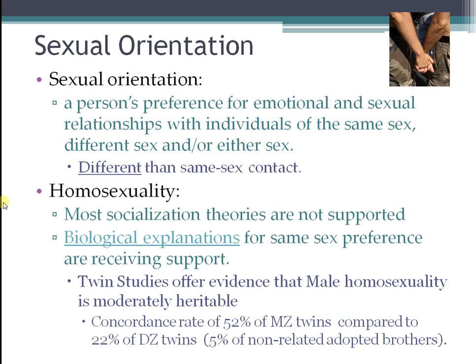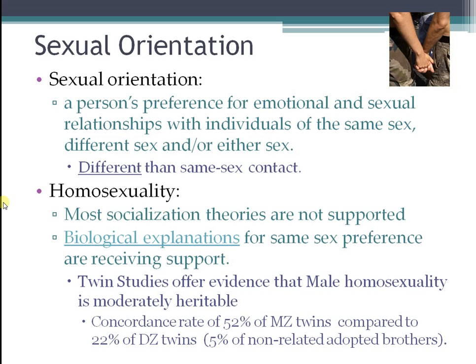So for example, if they look at twin studies, right? In twin studies, they look at monozygotic twins. These are identical twins, twins who, in utero, the fertilized egg split in half, so they're essentially identical genetically. And what they find is that for monozygotic twins, there's a 52% chance that if your twin is homosexual, then you will also identify as homosexual, right? And this is pretty strong.